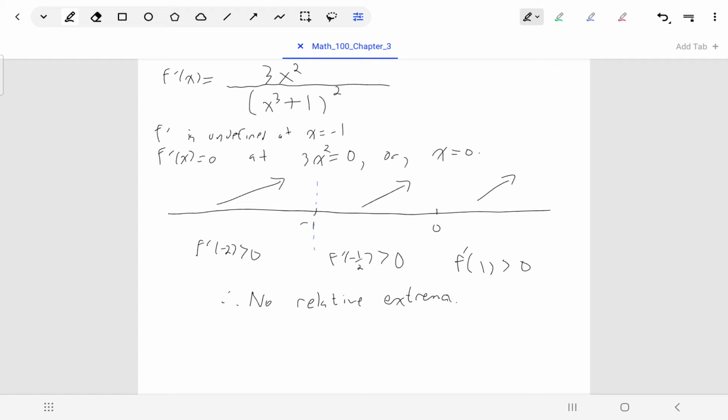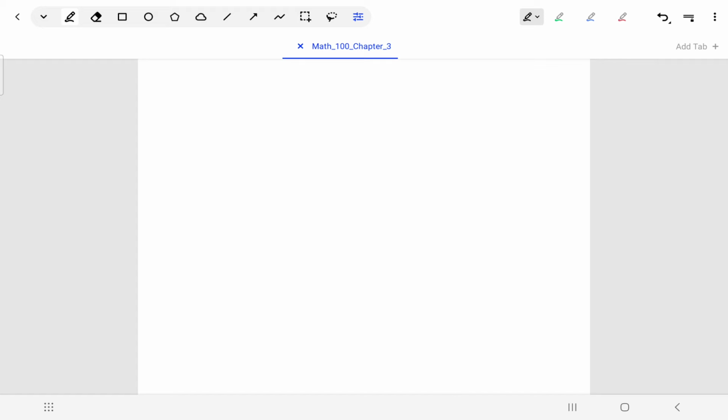So first derivative, we already had it. And then second derivative, if I were to find that, it cleans up to give me 6x minus 12x to the 4 over x cubed plus 1 cubed. And for this one, again, you can already see that it's undefined at the same place as before.